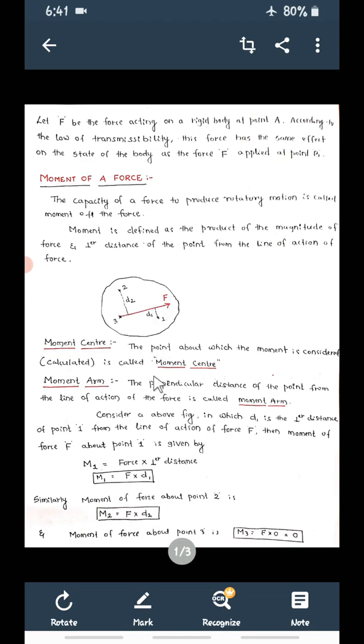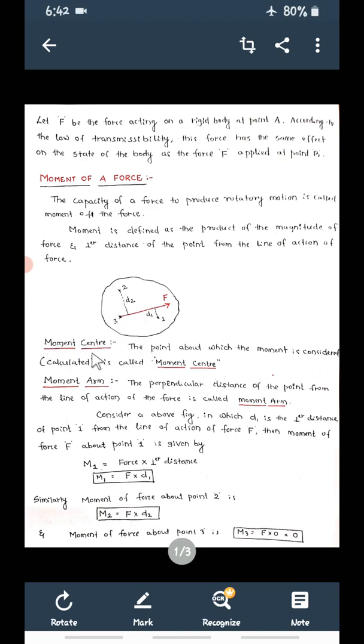Now I am going to select three points: point 1, point 2, and point 3. D1 is the perpendicular distance between this force F and point 1, and D2 is the perpendicular distance between the same force F and point 2. There is no perpendicular distance for point 3 because point 3 lies exactly on the line of action of the force. So D1 and D2 are the perpendicular distances of points 1 and 2 from force F.